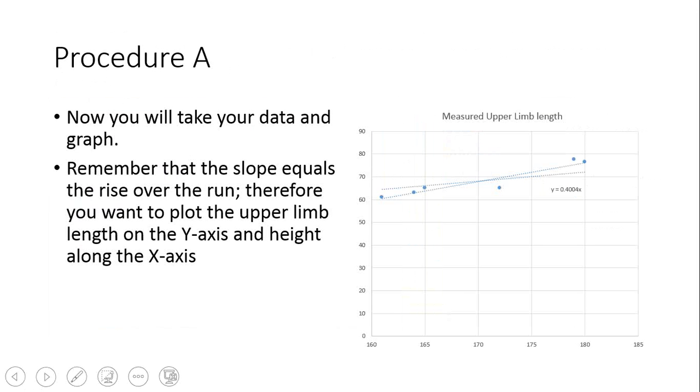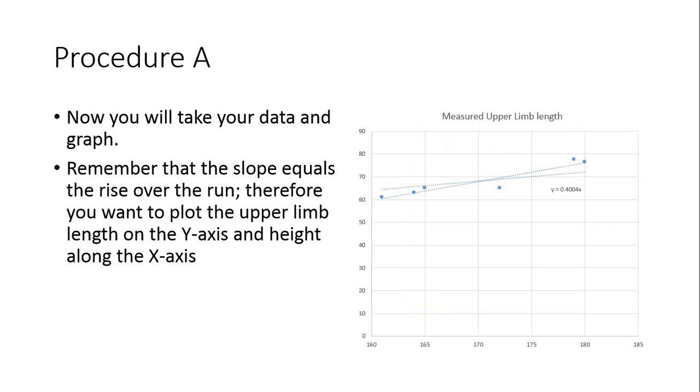Then you will take your data and you'll graph it. Now, what I have done is I have a set of data, and you just have to add your data to it and then graph it. And remember that the slope is equal to the rise over the run, therefore you want the upper limb length on the y-axis and the height along the x-axis. Take a minute and really think about why I'm telling you to do this. See if you can figure it out.